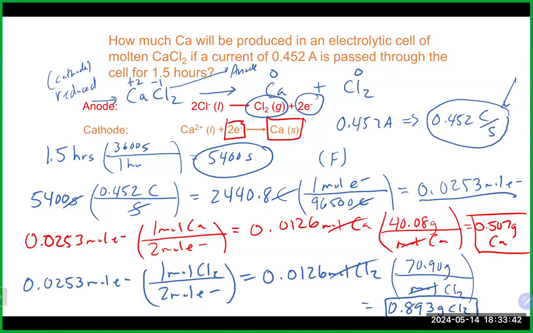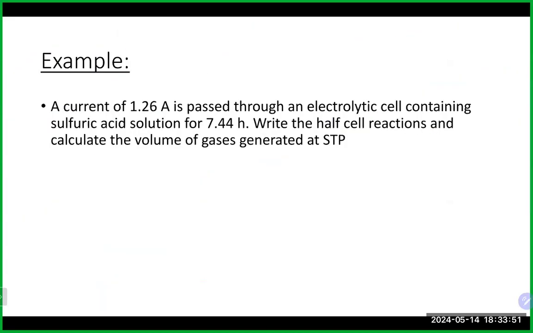All right, so why don't you try one here? Let's do our water example. So we will have a current of 1.26 amperage pass through an electrolysis cell containing sulfuric acid for 7.44 hours. We are looking for the volume of gases generated here at STP. So this is the electrolysis of water, and clearly it says nothing about water in this case, which is again very common. And the key word here is containing sulfuric acid, which tells you you're going to be doing the electrolysis of water.